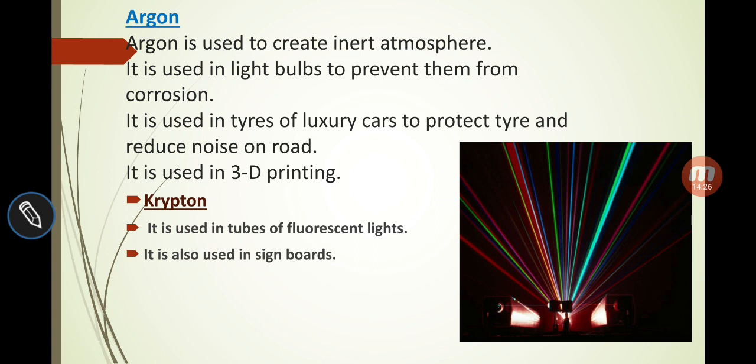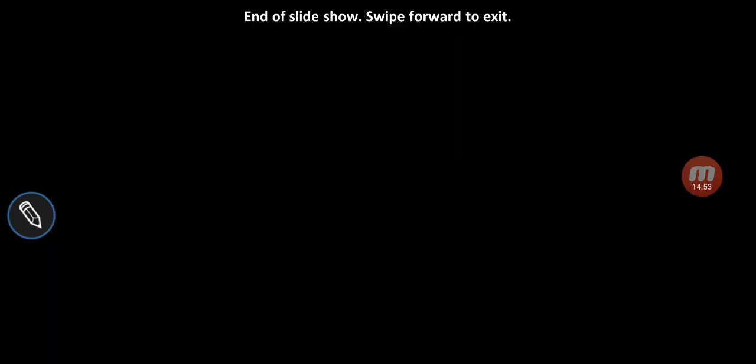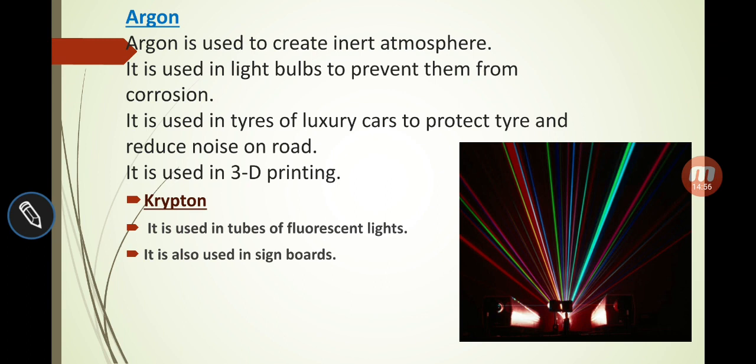Krypton. It is used in tubes of fluorescent light. Yes, a tube light is filled with krypton gas. It is also used in signboards. Why is it used in signboards? Because signboards give very bright light, red, green, blue, and that light is produced due to the presence of which gas? Krypton gas. So this is very clear. You can see in the picture how lights are generated here. So today we have discussed this much of the topic.